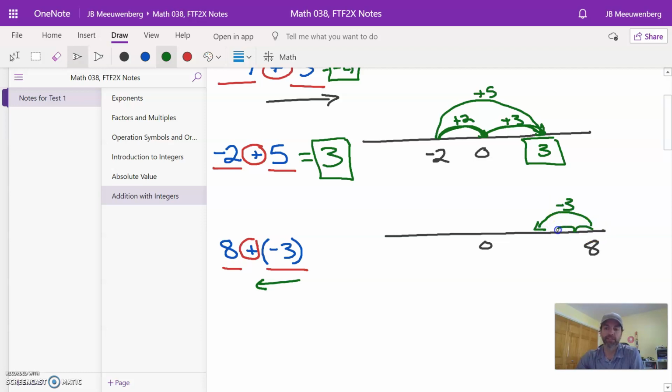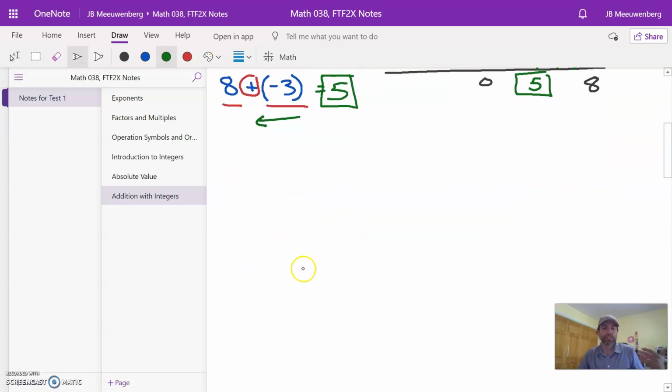So 8, 7, 6, 5. So 8 plus -3 is 5. So hopefully you're seeing how the number line can help you. And I want you to, you don't necessarily have to draw it out, but that's good practice to start doing so you can start visualizing these.